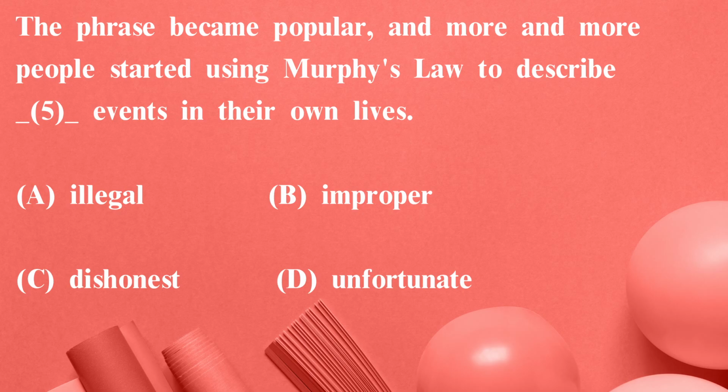The phrase Murphy's Law became popular, and more people started using Murphy's Law to describe, number 5, events in their own lives. Not everyone's an engineer, not everyone tests gravity, but things can happen very similar to that situation. So number 5, should we choose A, illegal, B, improper, C, dishonest, or D, unfortunate?